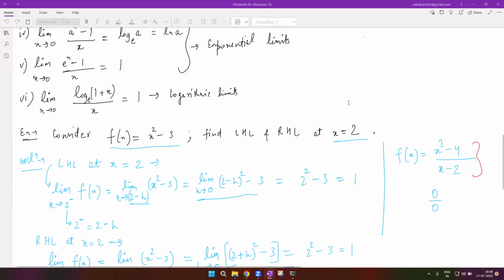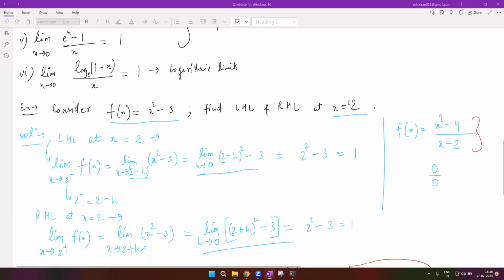What do we mean by left hand limit and right hand limit? So left hand limit at any point means that negative. If I'm saying that LHL at x is equals to 2, it means 2 negative, and RHL at x is equals to 2 means 2 positive. Now what does 2 negative mean? 2 minus h, right? So we talked about these first 3 steps.